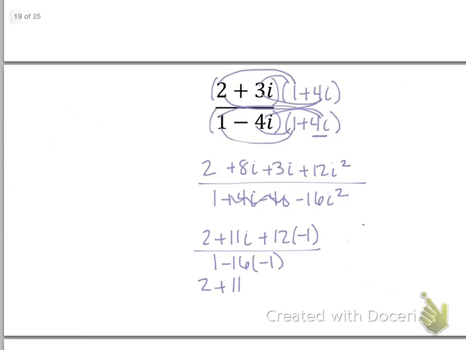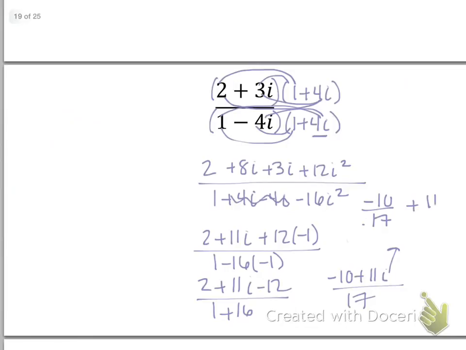So 2 plus 11i minus 12 over 1 plus 16. So we can combine like terms again. So 2 minus 12 on top is negative 10. 1 plus 16 is 17. So let's go ahead and break it. So my answer then is negative 10 over 17 plus 11i over 17.